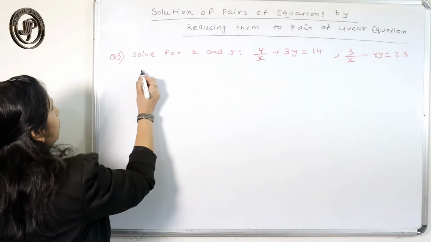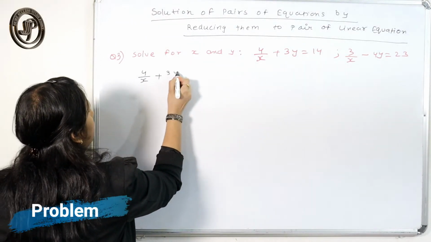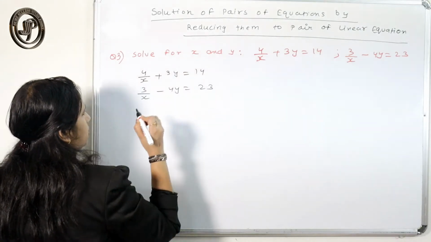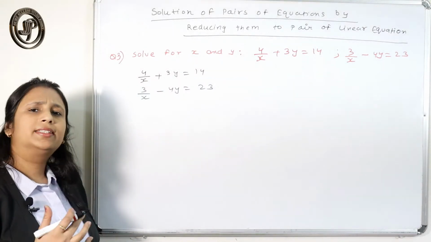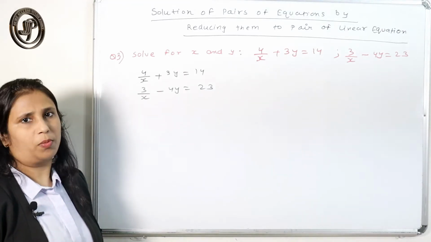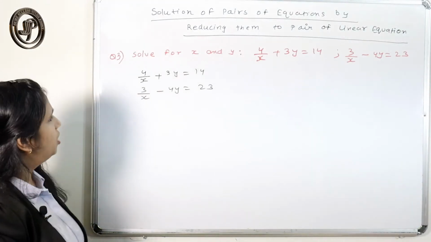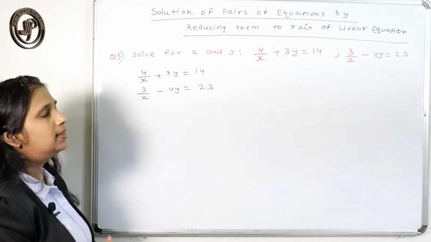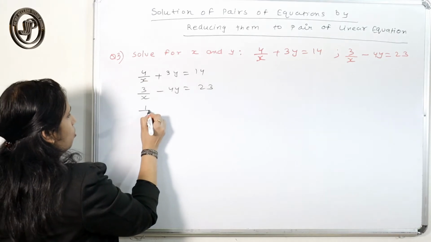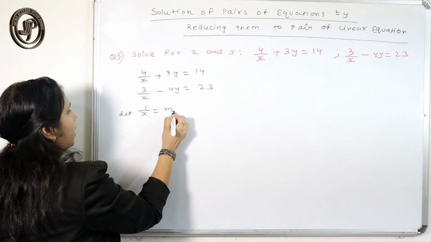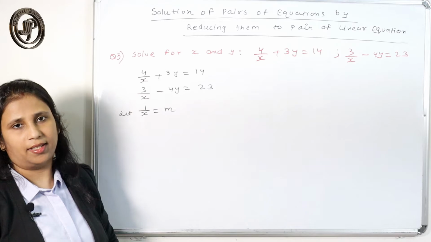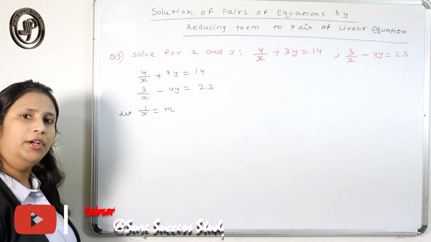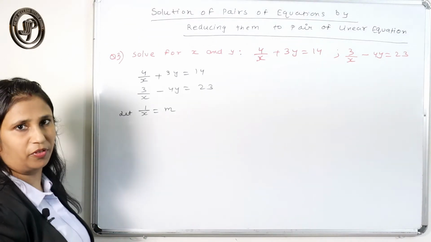So here is a question. We have 4 by x plus 3y is equal to 14, 3 by x minus 4y is equal to 23. Here if you see, y is in standard form, means the y part is not in the denominator. So you need not substitute y as some other variable, because it is in the numerator, but your x is in the denominator. So you have to substitute here 1 by x as m. No need to substitute y as anything, because y is in standard form, in the numerator, and that is what we needed.